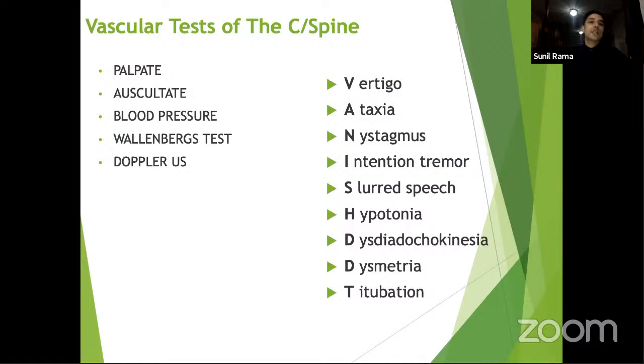Now, vascular testing of the cervical spine here, always palpate. Make sure you're getting hold of the pulses and the carotid on both sides. If you're uncertain, go ahead and also auscultate that entire artery. Do blood pressure on both arms. Perform a Wallenberg's exam or test. And if you really are in doubt, go ahead and request a Doppler ultrasound scan on these patients.